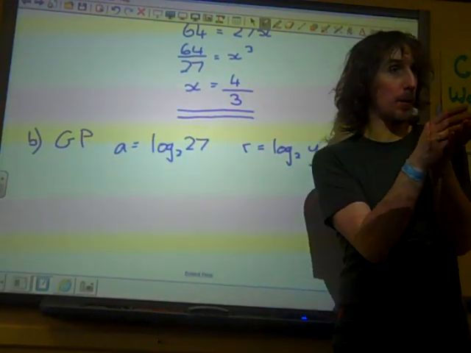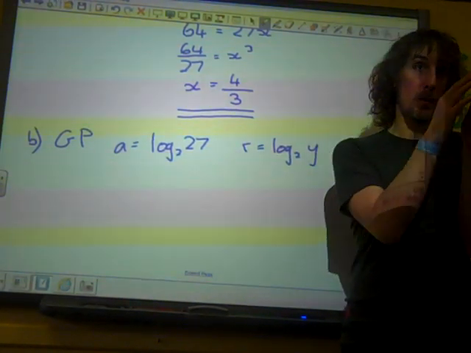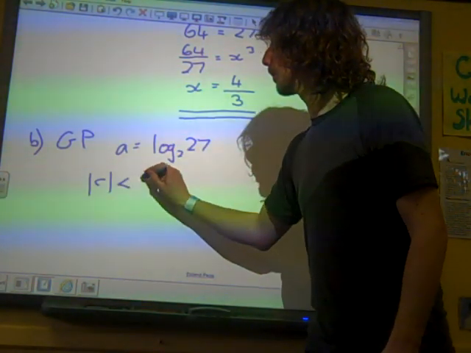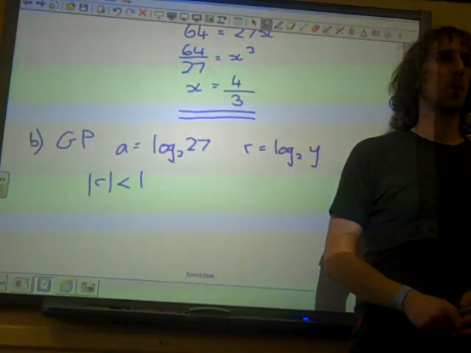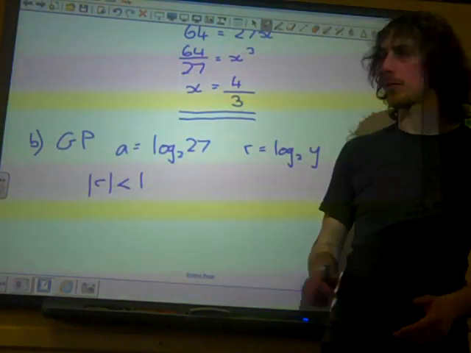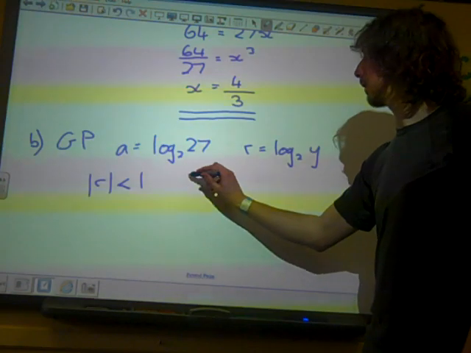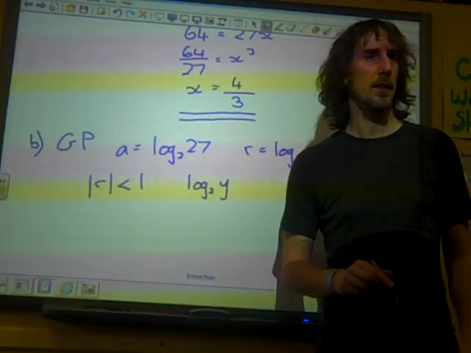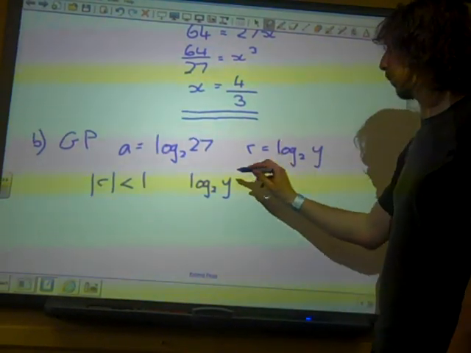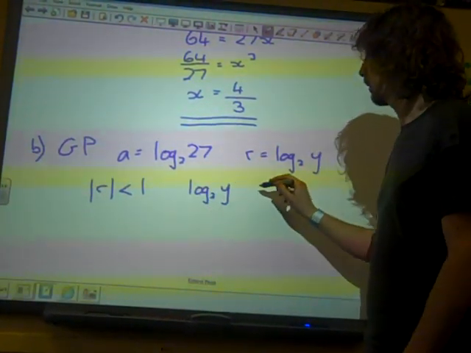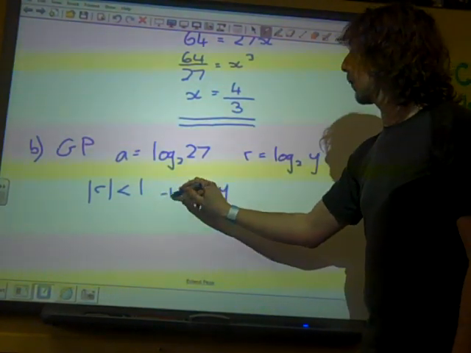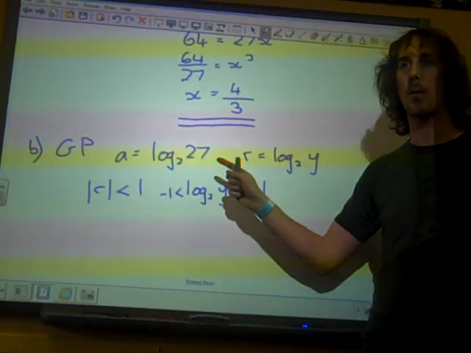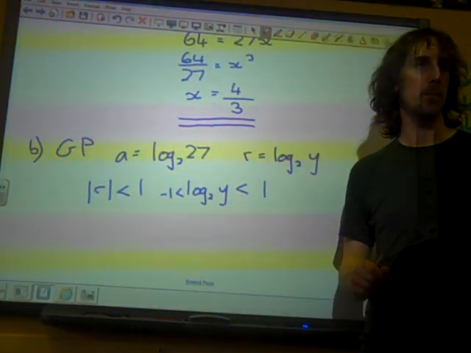Again, check back to the formula booklet. The formula booklet says the sum to infinity exists if the modulus of r is less than 1. So this is true if the modulus of log base 2 of y is less than 1. We're not really used to doing stuff with modulus. That means that, doesn't it? It means log base 2 of y is between -1 and +1.